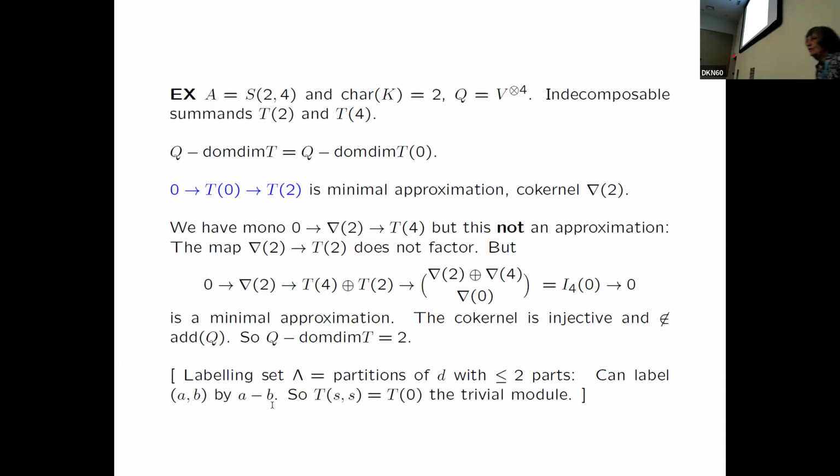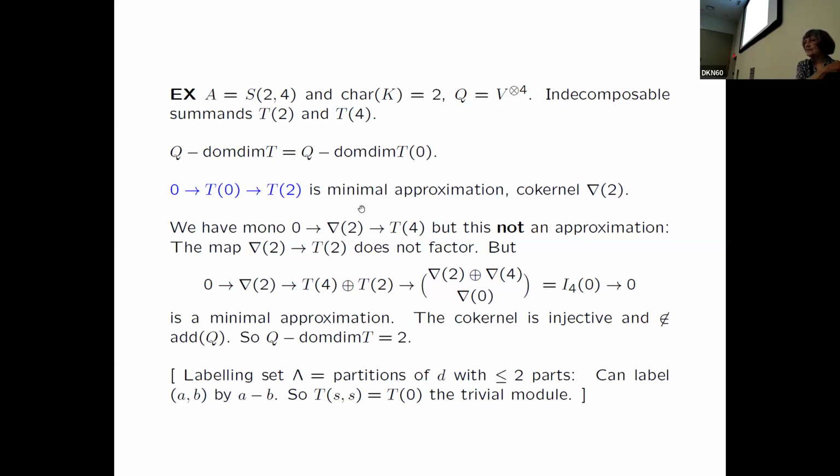Right, okay, so you can compute this dimension. We wanted to look at T0, which is the trivial module. And yes, we can embed it into T2, because T2 has length 3, so it's 0, 2, and 0. And so the quotient, the co-kernel, is nabla 2. You can show that this is an approximation. It's also minimal, you can't do better.